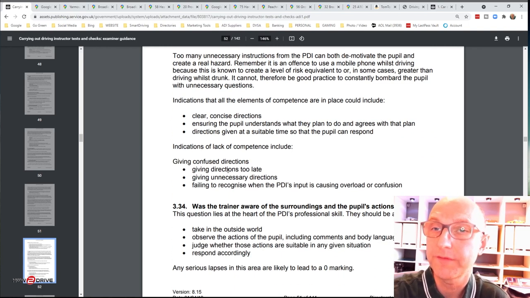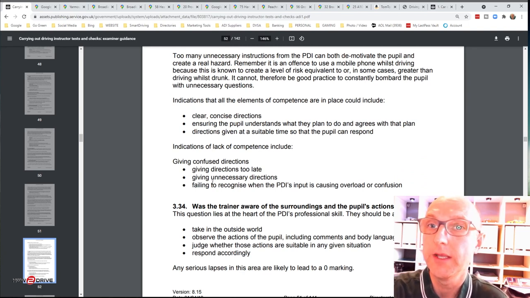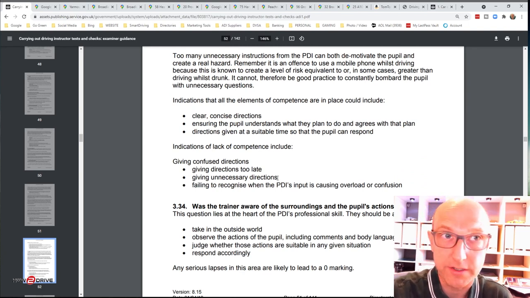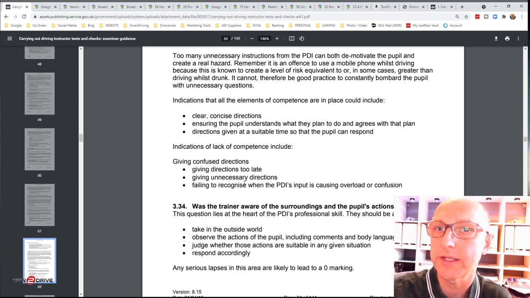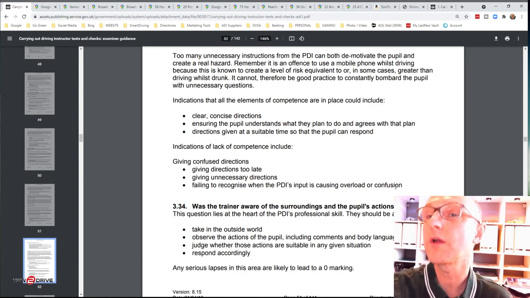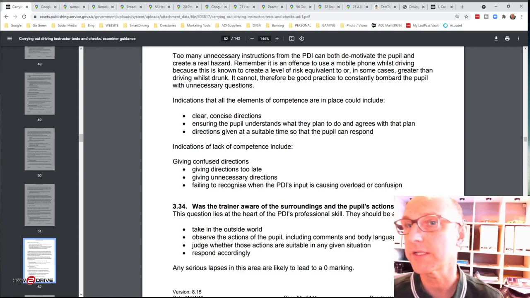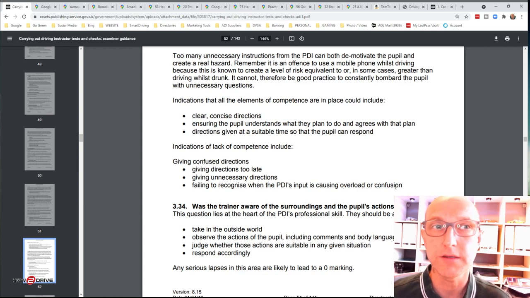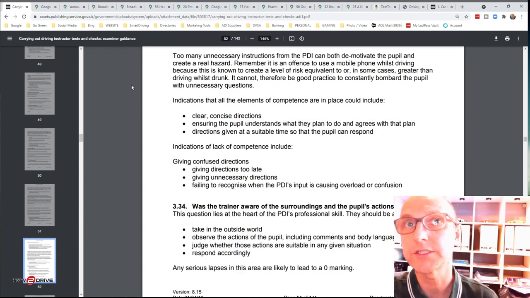Indications of a lack of competence in this area would be giving directions too late, giving unnecessary directions, so too many words, confusing things. We want to just keep things simple. Another is failing to recognize when the PDI is causing overload or confusion. So are we talking too much? Are we putting too much information into our pupils' heads so they just don't know where they're going and can't follow that? So that puts it into the context of the marking sheet.